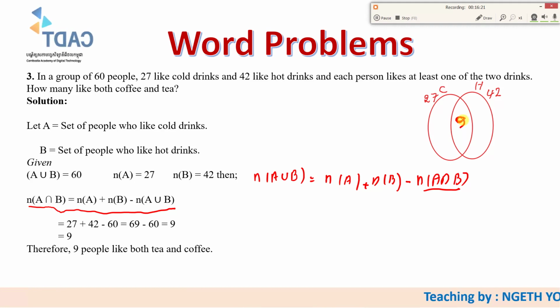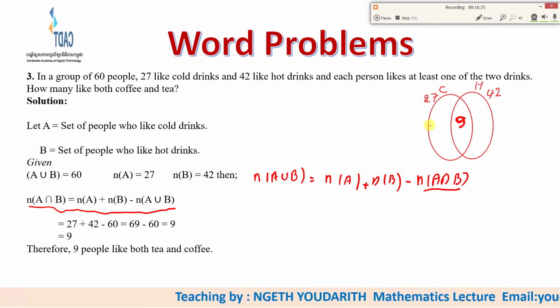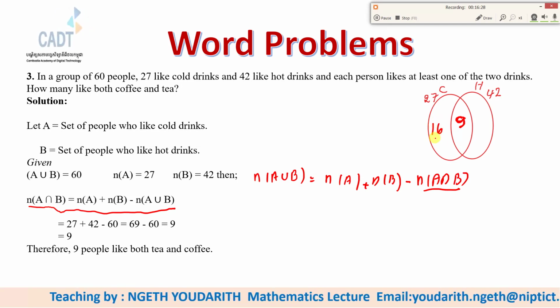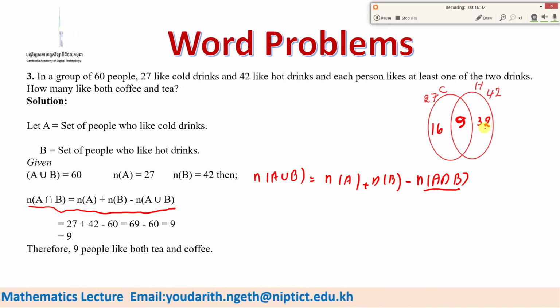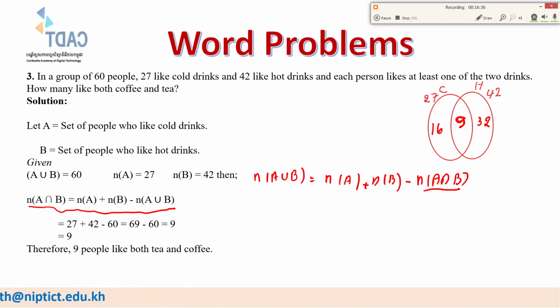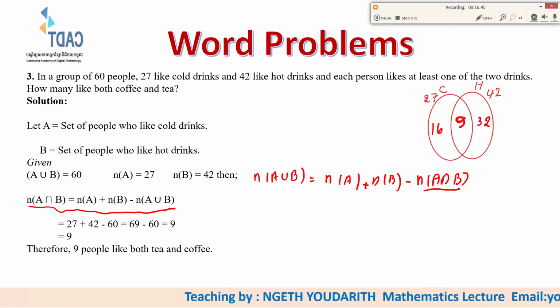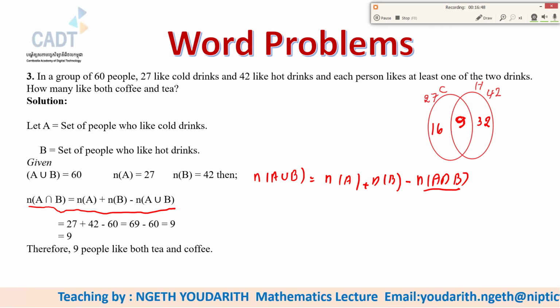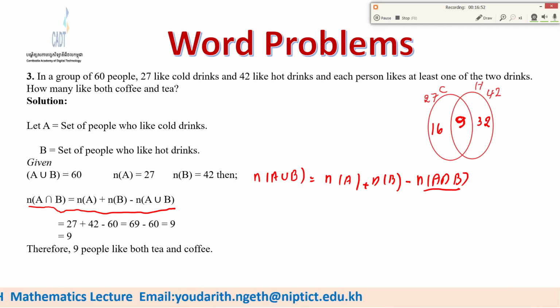If this one is 9, it means that this is 16 and this is 32. Only cold drink is 16. Only hot drink is 32. And both the cold drink and the hot drink is 9.